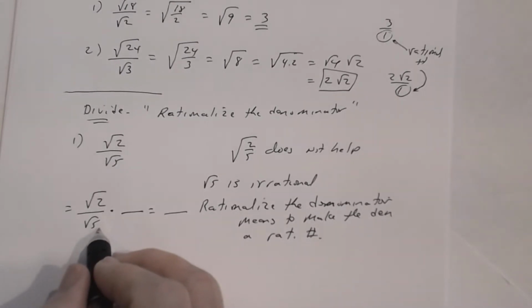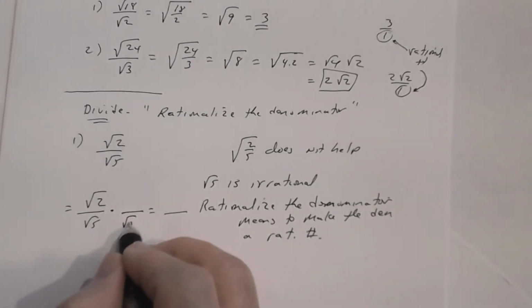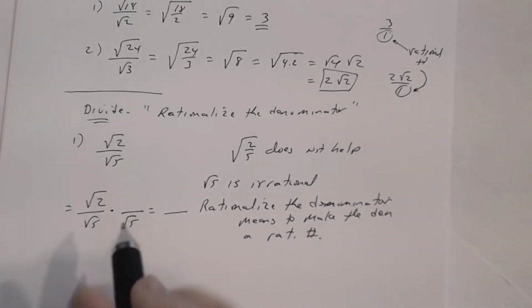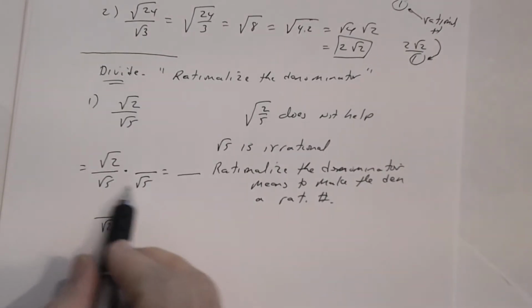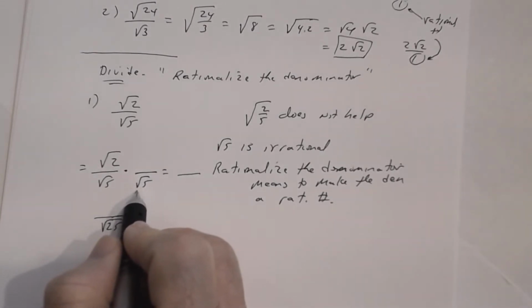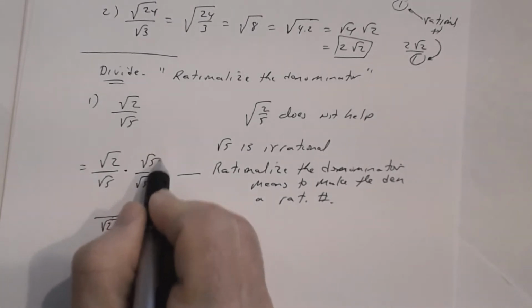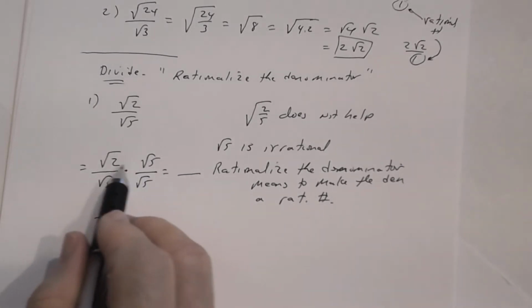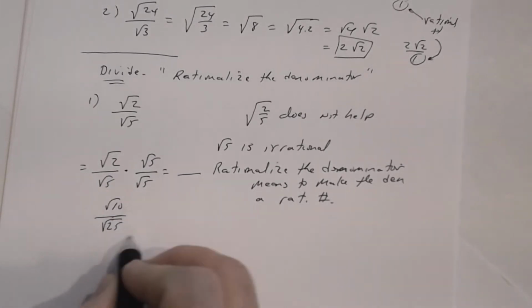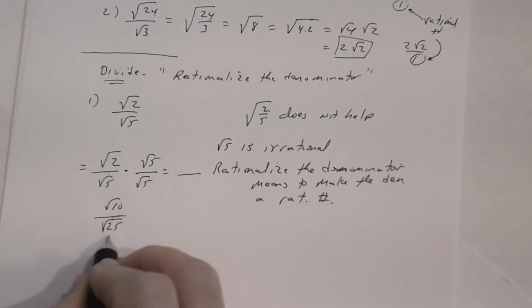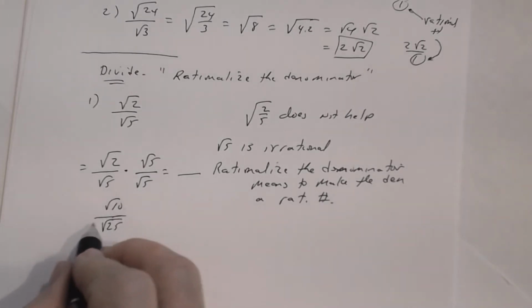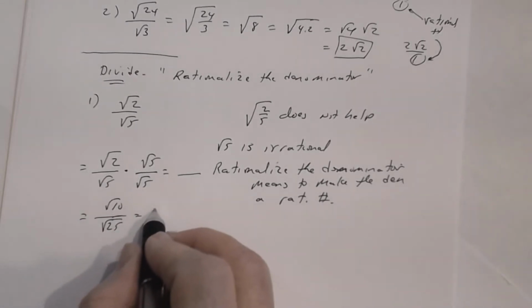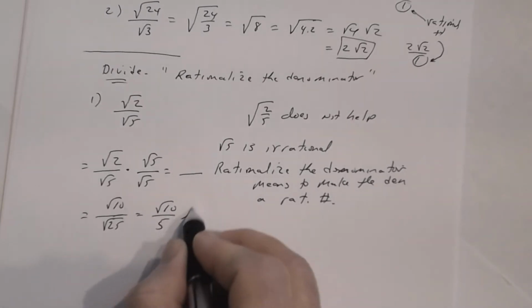So the square root of 5, now listen carefully, here's what I'm doing. If I multiply the square root of 5 times itself, the square root of 5 and the square root of 5, you agree that's the square root of 25, using the product rule. But what I do to the denominator, I do to the numerator. So the square root of 2 times the square root of 5 using the product rule is the square root of 10. And now I can simplify the denominator. I cannot simplify the numerator because the only perfect square that goes into 10 is 1. So this becomes the square root of 10 divided by 5, and that's your answer.